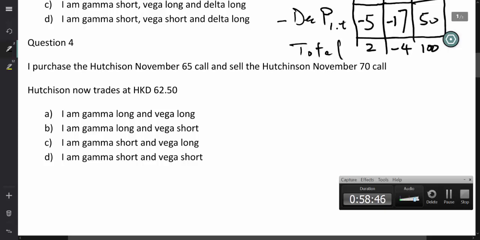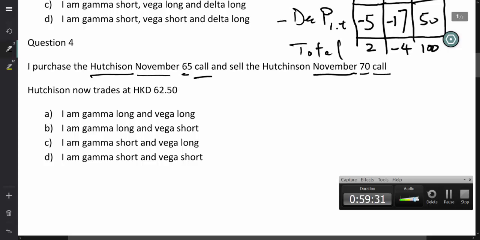For question 4, I purchased the Hutchison November 65 call, and I sell the Hutchison November 70 call. So I'm long a call spread. Maturity date the same. So I'm always looking for maturity. I'm looking for strike. I'm looking for direction. Okay. So I'm long a call spread, but actually both options are what? At the money, in the money, out of the money. What are they?